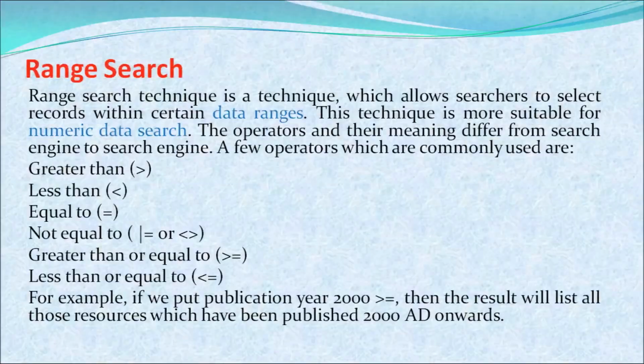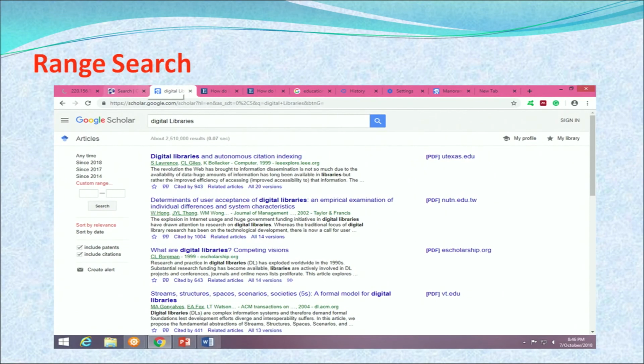Range search is a technique which allows the searcher to select records within certain data ranges. This technique is more suitable for numeric search data. The operators and their meaning differ from search engine to search engine. The few operators which are commonly used in the range are greater than, lesser than, equal to, not equal to, greater than or equal to. These are all the examples where we can put, for instance, greater than 2000 if we are searching publication year 2000. So, we will get the publications only after the year 2000. This is the range search. This is the screenshot for the range search.